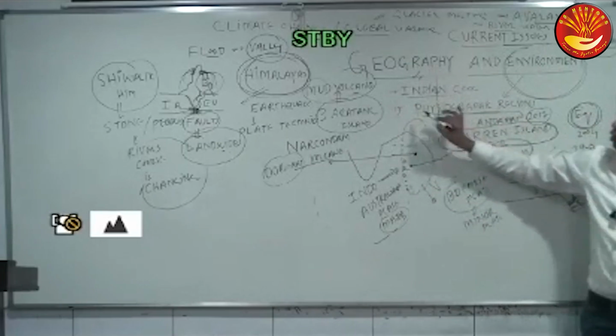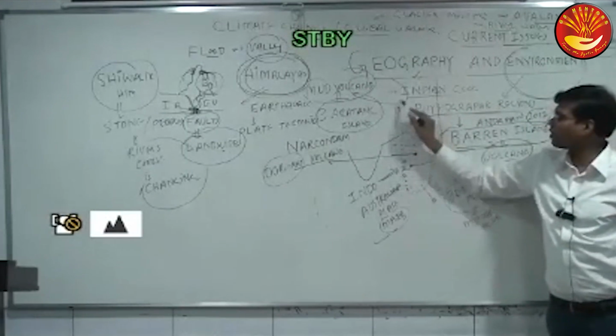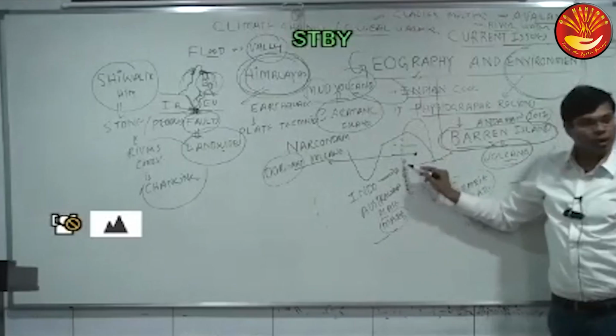So we consider the northernmost area of India is quite vulnerable from disaster, and which another area is a disastrous area? Andaman and Nicobar.